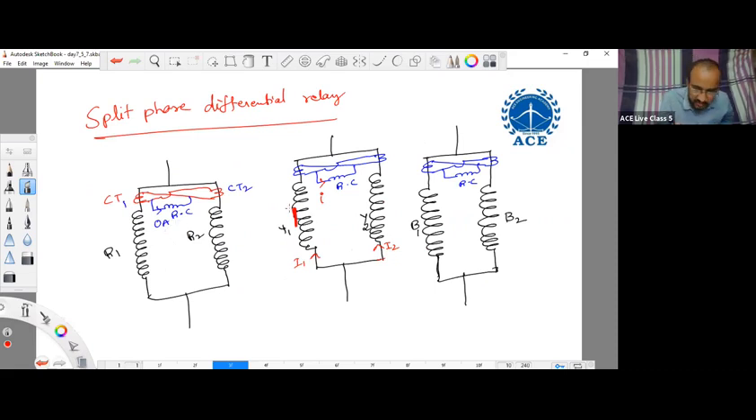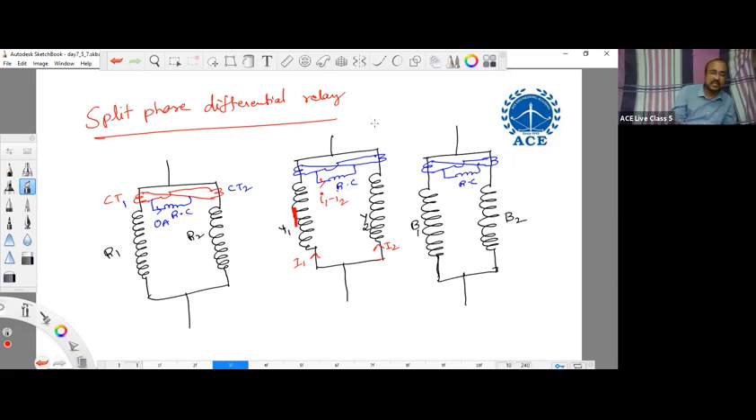But when an interturn fault takes place, the effective number of turns will not be the same. That results in different induced voltages, and so different currents. The difference of the currents, I1 minus I2, will flow through the relay coil, and the relay will operate for interturn fault.